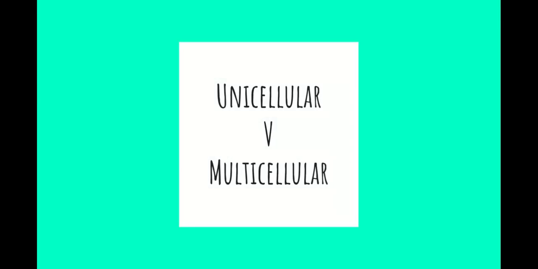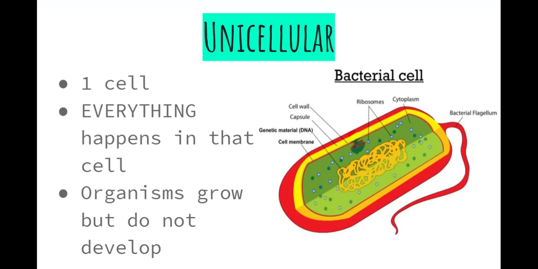Go ahead and title your notes unicellular versus multicellular. In this set of notes, we're going to talk about the difference between those two types of organisms, and then we're also going to look at body systems. So go ahead and write this down. You don't have to draw the picture unless you just want to.